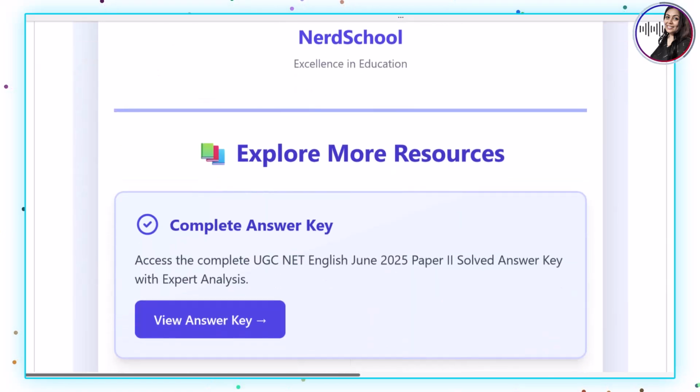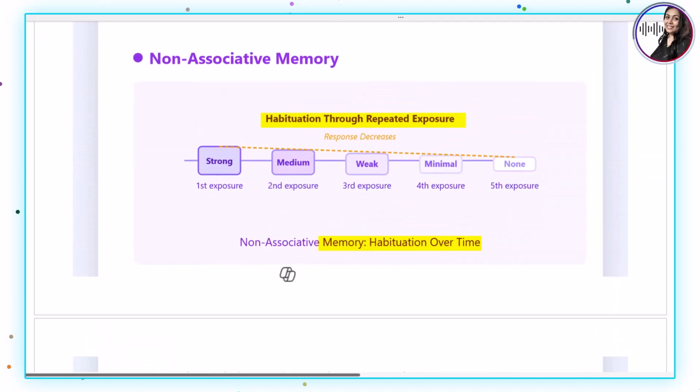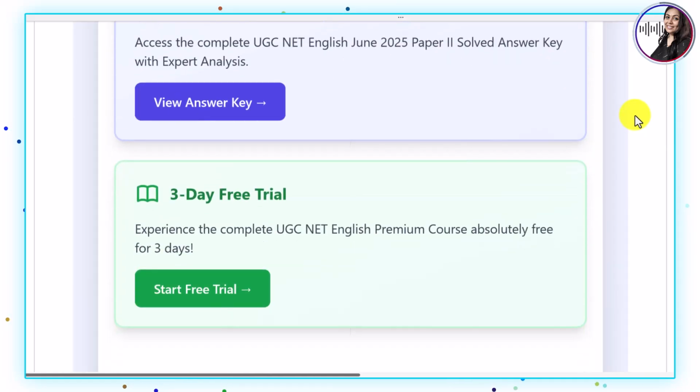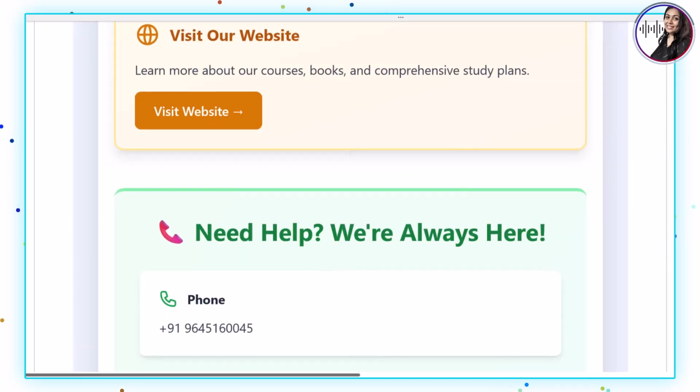To conclude, explicit memory deals with conscious knowledge of facts and experiences, while implicit memory operates silently in the background, shaping skills, habits, and conditioned responses. Understanding this distinction is essential not only for mastering memory theories, but also for scoring confidently in exams.